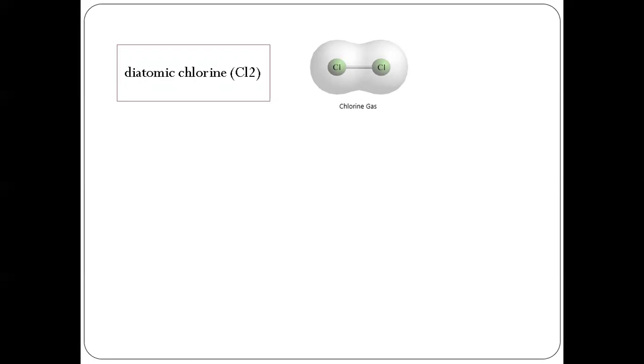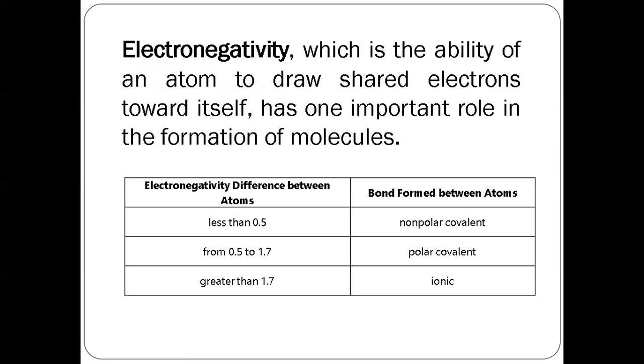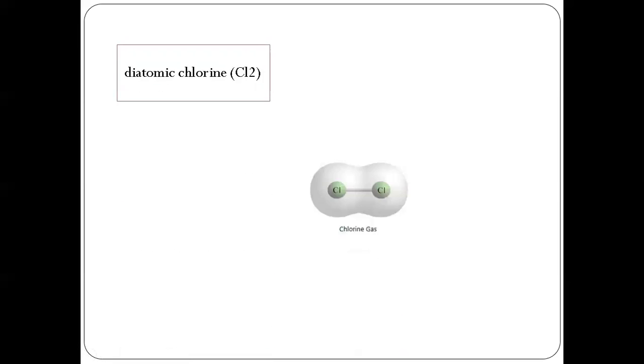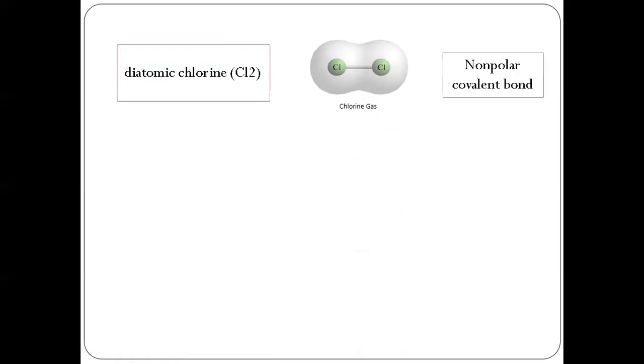Therefore, anong uring bonding sila based dito? Dahil 0 siya, ibig sabihin nasa less than 0.5. Therefore, the diatomic chlorine, they have a bonding of a non-polar covalent bond. Okay, bakit? They are less than 0.5. Therefore, non-polar sila, diatomic chlorine. Okay? So, how about hydrochloric acid or the HCl?